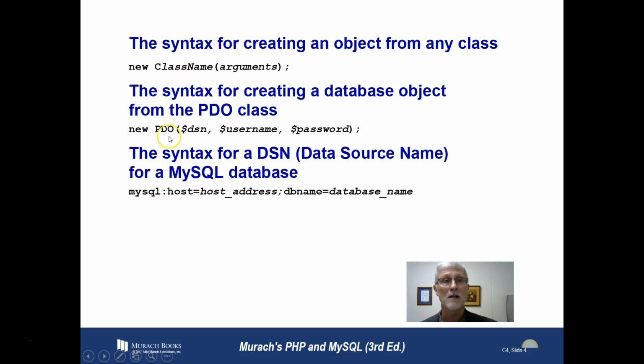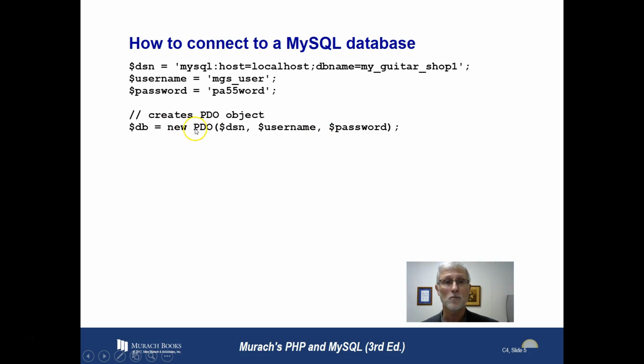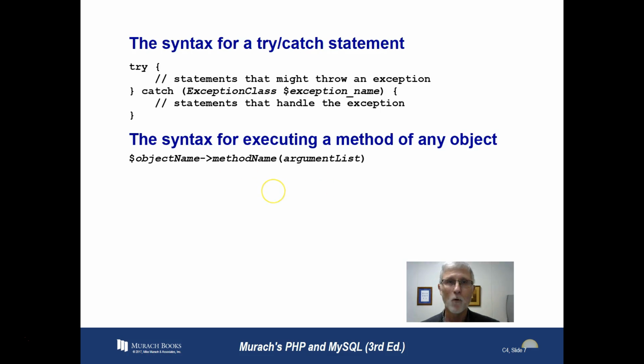So in this case, new PDO, database name, user, and password. You're getting new PDO, DSN, so we're going to put in the whole path, username, and the password. And that creates the link to that database. It connects to it. Now, what happens if something goes wrong?